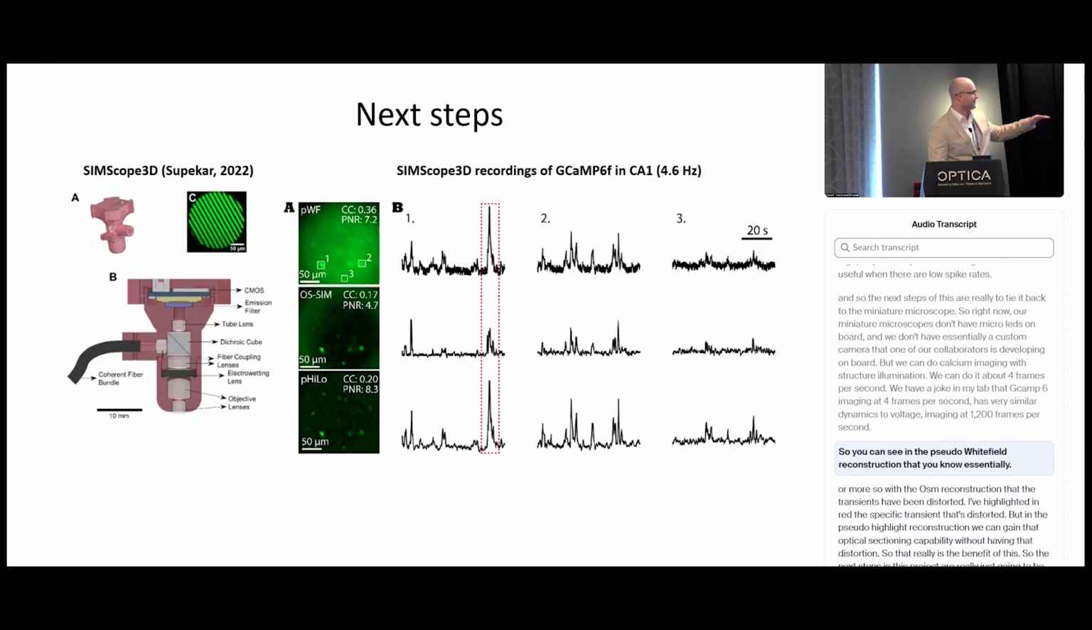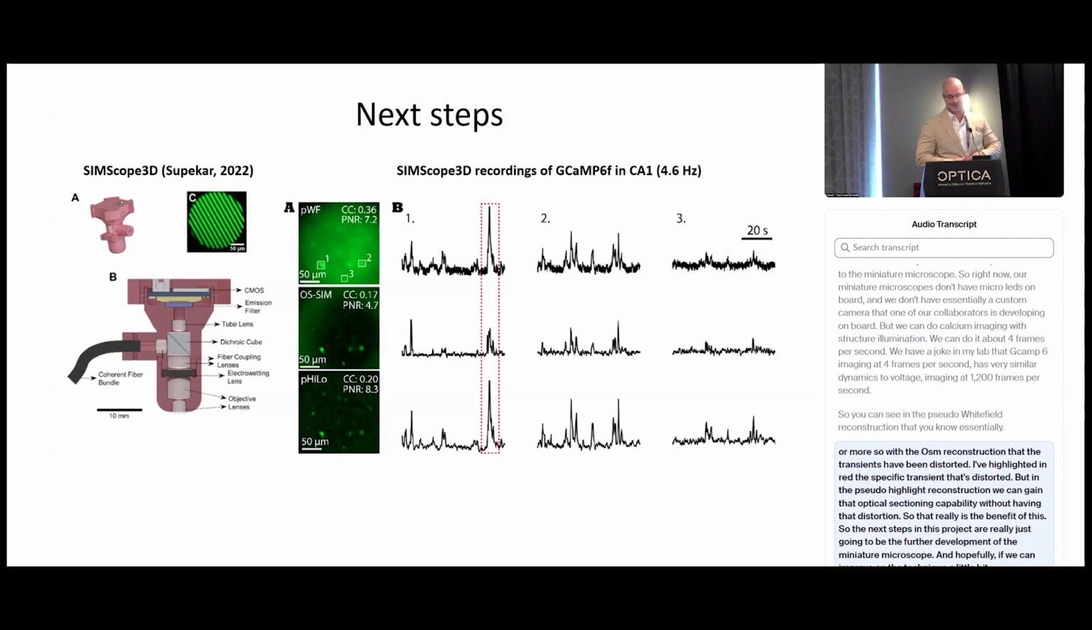You can see in the pseudo-wide field reconstruction, or more so the OSM reconstruction, that the transients have been distorted. I've highlighted in red the specific transient that's distorted. But in the pseudo-HiLo reconstruction, we can gain that optical sectioning capability without having that distortion. So that really is the benefit of this. The next steps of this project are really just going to be the further development of the miniature microscope, and hopefully improving on the technique a little bit more.